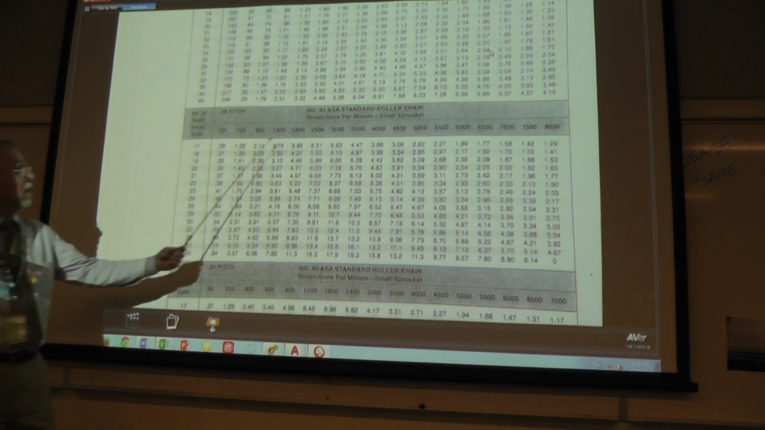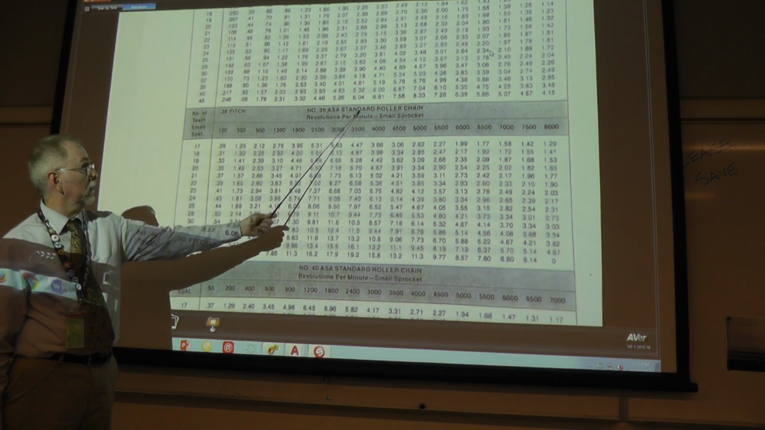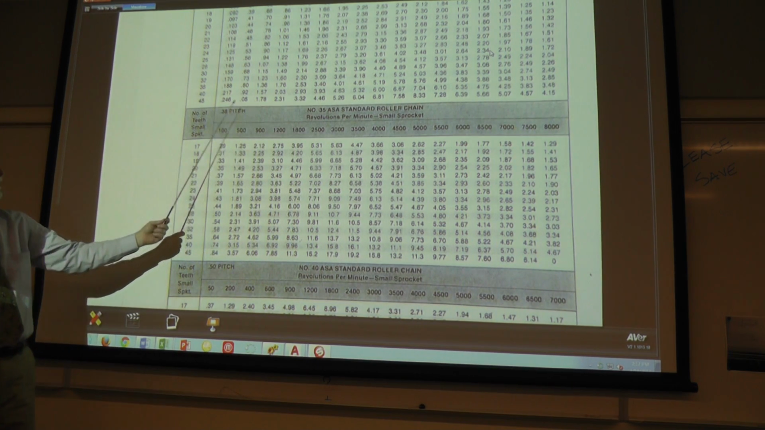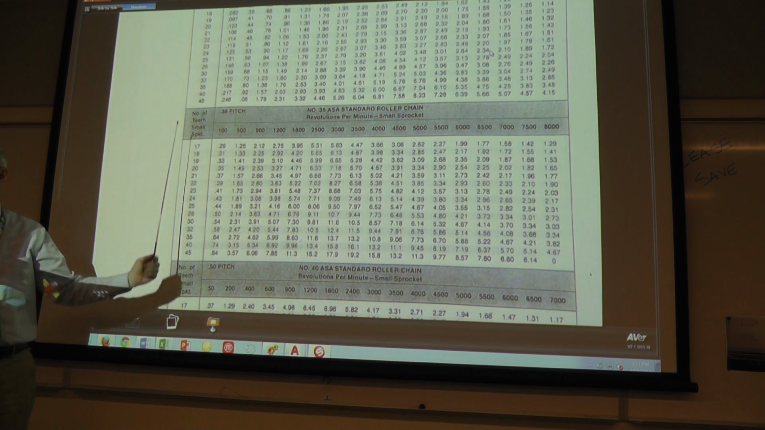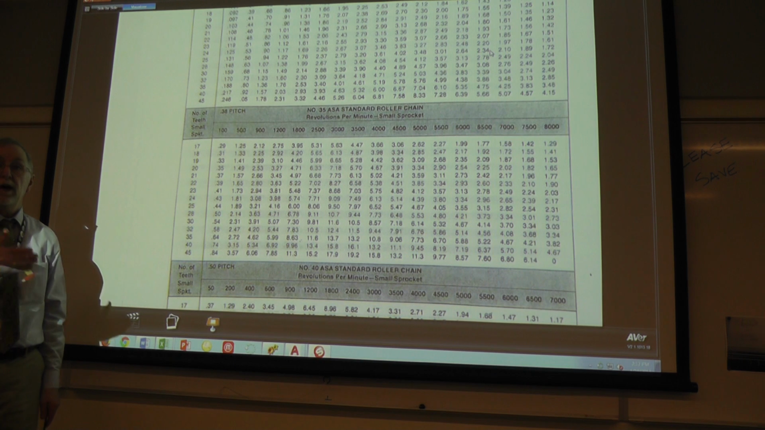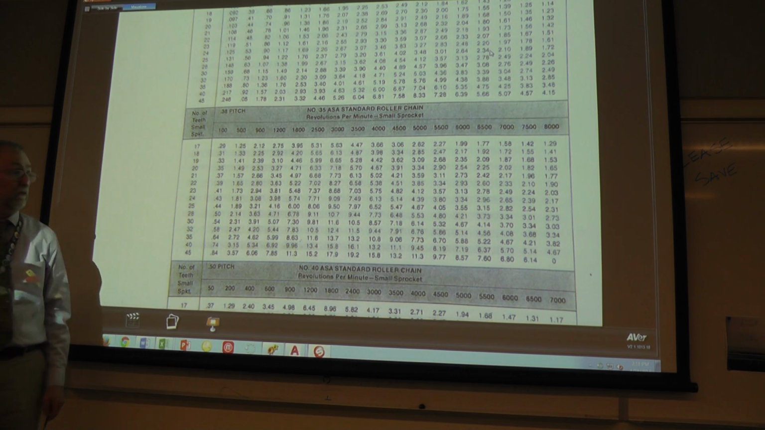I have something that's called a number 35 ASA standard roller chain. And a number 35 is assigned a pitch of 0.38. Pitch is the distance between the center to center of the rollers. And that's what generates the spacing. If I have a number 35 chain, I'm going to need number 35 sprockets so that they match up. So the chain actually fits inside the sprockets and everything rotates like it's supposed to.